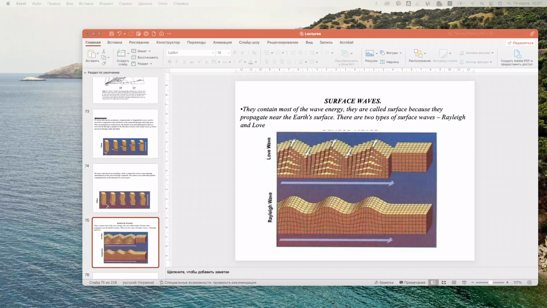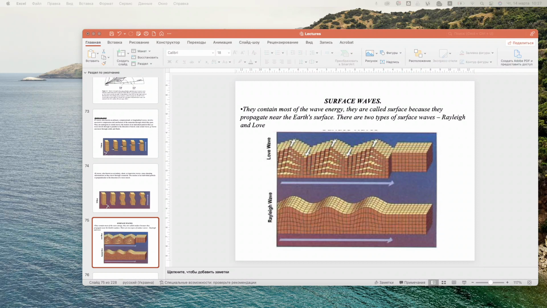So this lecture is devoted to surface waves. Previously we have analyzed body waves, P waves and S waves, primary and secondary waves. P waves are also compression waves. S is a shear wave. And now we will analyze surface waves.